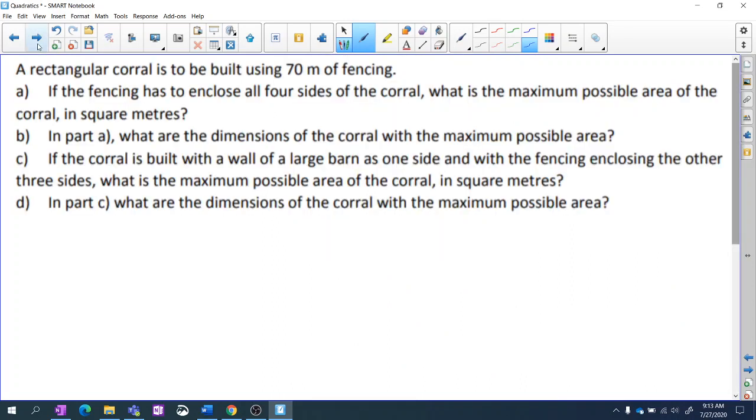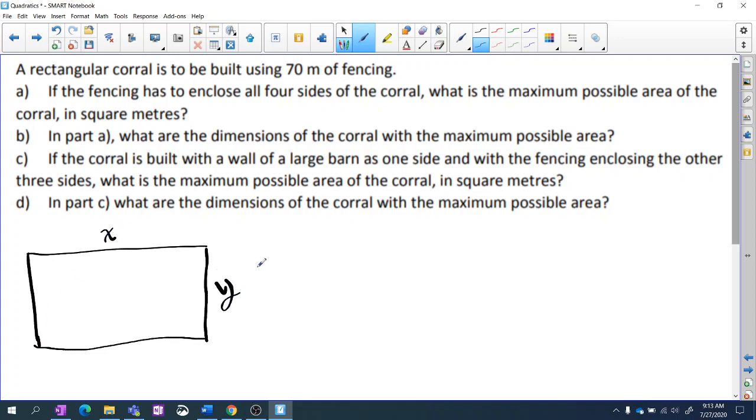Alright, another one. So this one's talking about a rectangular corral. A corral is something they use to keep livestock in on a farm. It is to be built, and you've got 70 meters of fencing. So if the fencing has to enclose all 4 sides of the corral, what is the maximum possible area of the corral in square centimeters? So I think for this one I'm going to draw a diagram. So I've got a corral. I don't know what the measurements are going to be for it, so that's where you bring in unknowns. Let's call it x and y.